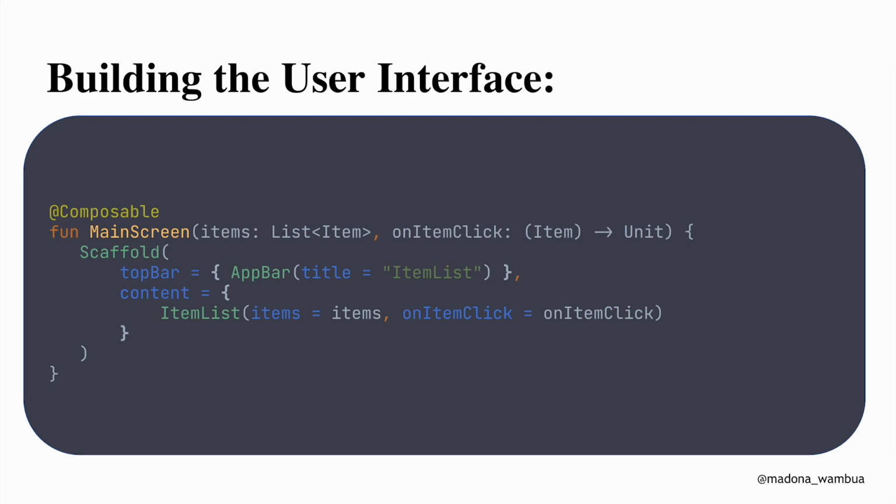Now, as you can see, there's something called fun MainScreen, which has two parameters, items, a list of Item, and onItemClick, that's a lambda. This declares a composable function named MainScreen, and it takes two parameters. I'm just walking you through this code. The items is going to be a list of Item objects that will be displayed in the UI. Now, onItemClick is a lambda function that takes an item as a parameter; this function will be called when an item in the list is clicked.